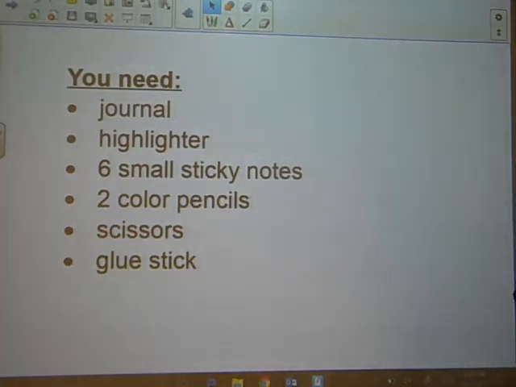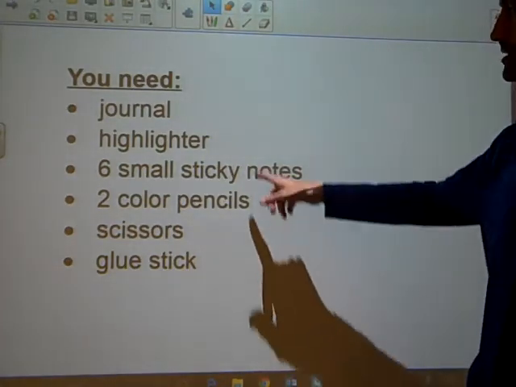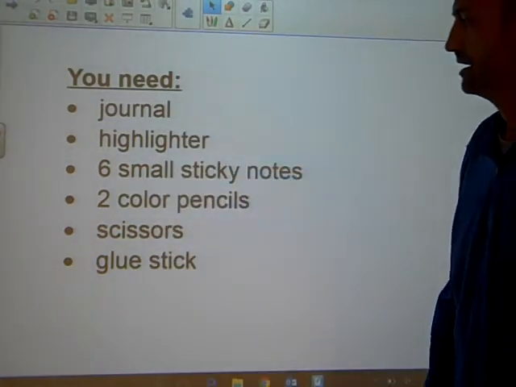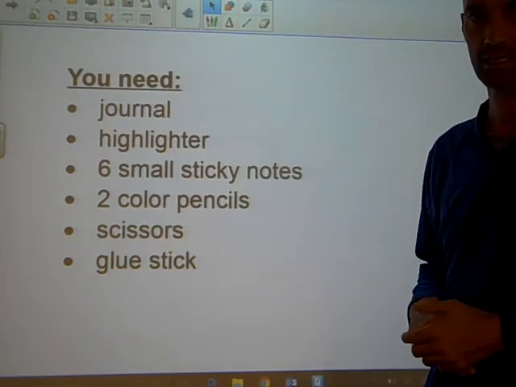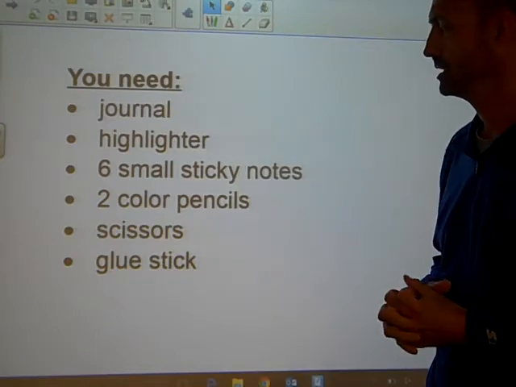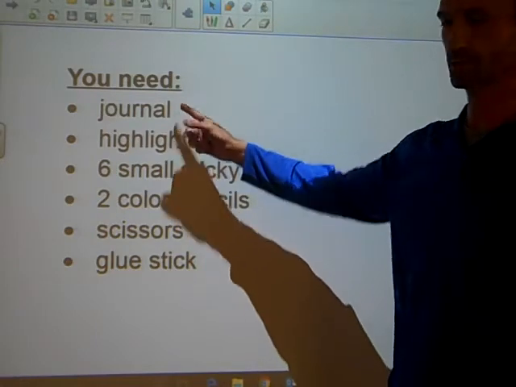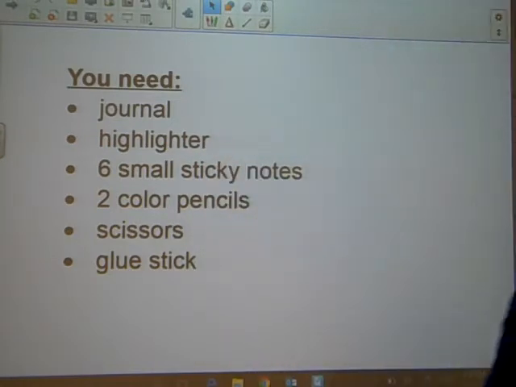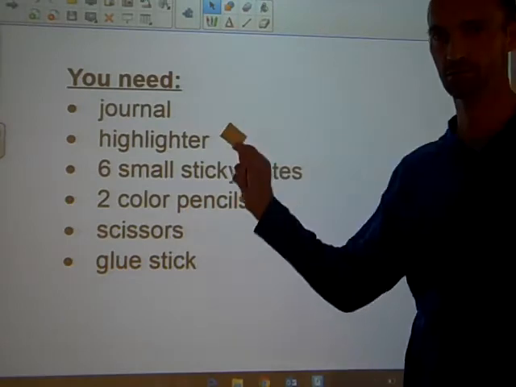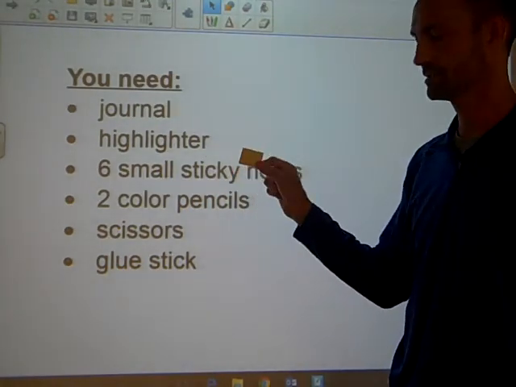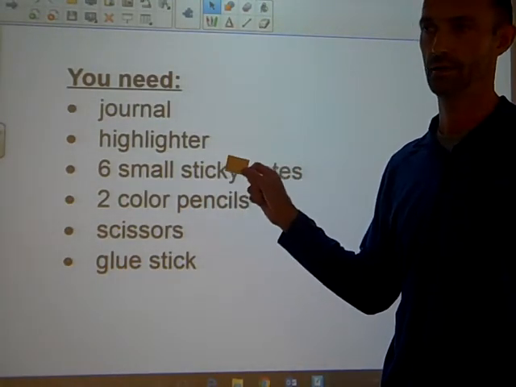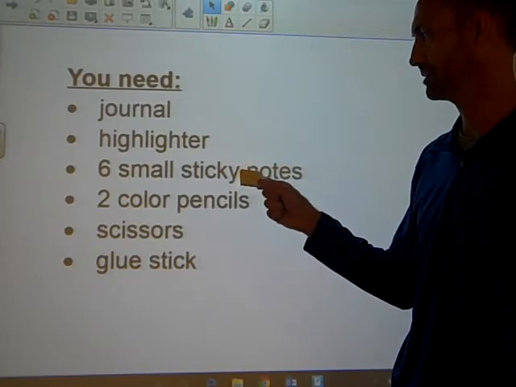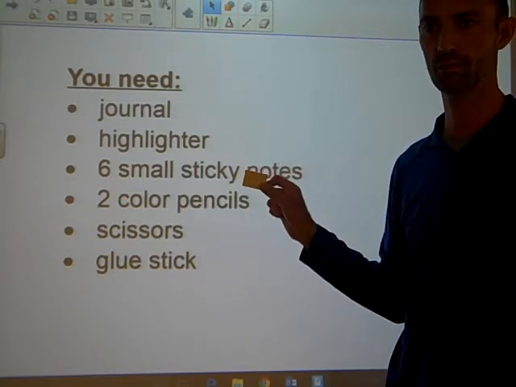Before you begin writing in your journal and working in your journal, please make sure that you have these things handy because you will need these in your journal work. You need your journal, a highlighter, 6 small sticky notes. Please make sure that they're the small sticky notes. You can either borrow some of mine, use mine, or if you have your own, you may use your own.